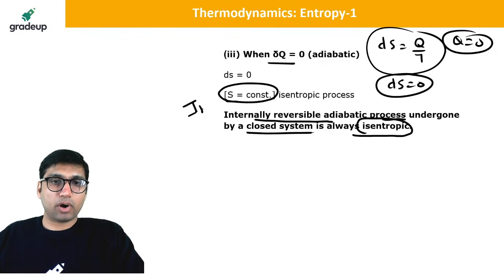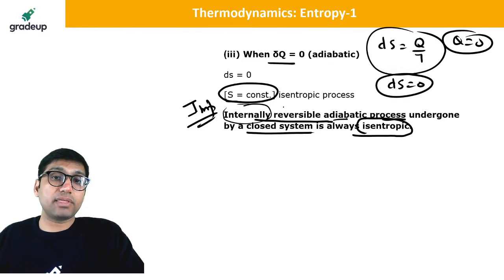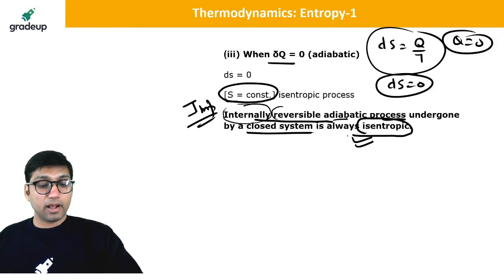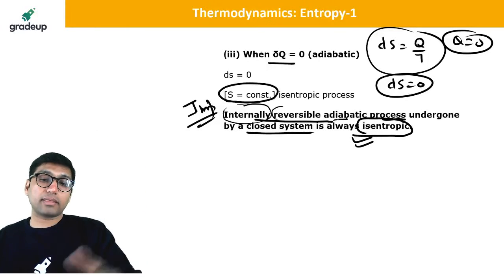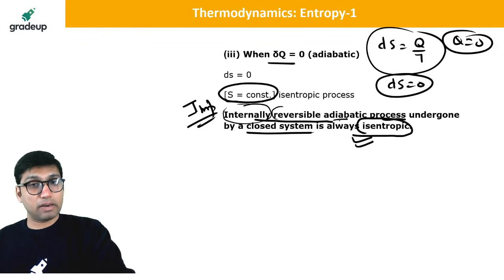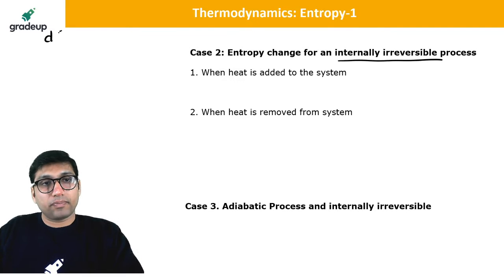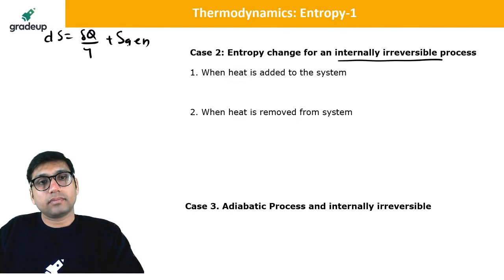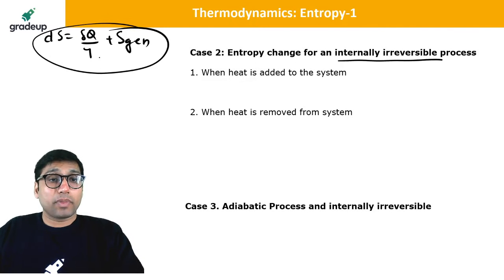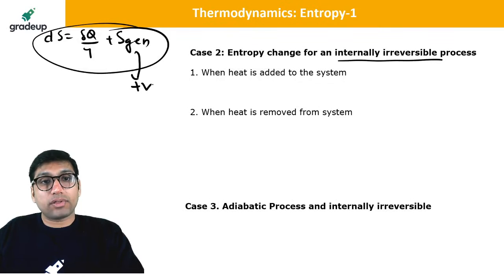It is a very, very important relation, that an internally reversible adiabatic process is always isentropic. Sometimes they will not use the word internally. They will simply say reversible adiabatic processes are always isentropic. But an isentropic process cannot be called always reversible adiabatic. Why? Because for an internally irreversible process, the entropy change is equal to del Q by T plus entropy generation, and entropy generation is always a positive quantity.